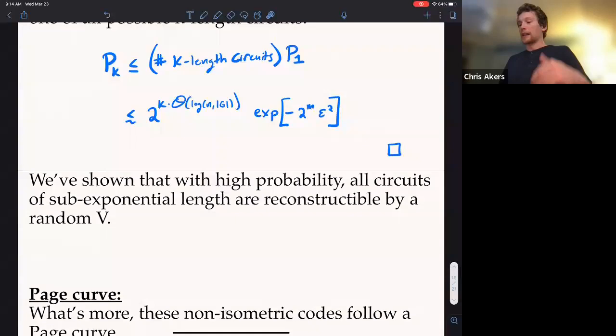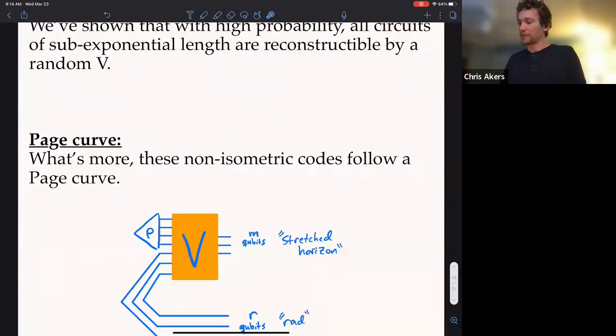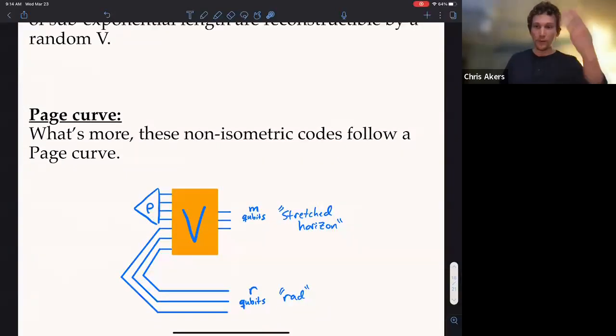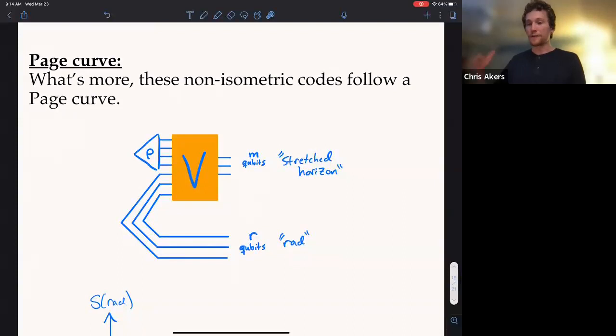So I will quickly say, but I won't dwell on this extra cool fact. So that was the main theorem. And then now, before concluding, I was just going to mention that these V's are actually really nice in other ways. So they're really nice models of gravity, not just because they're non-isometric codes that happen to encode simple operators, but not the complicated ones.